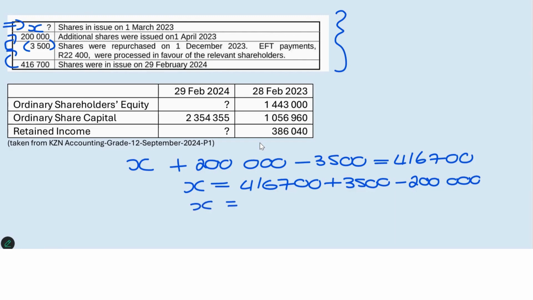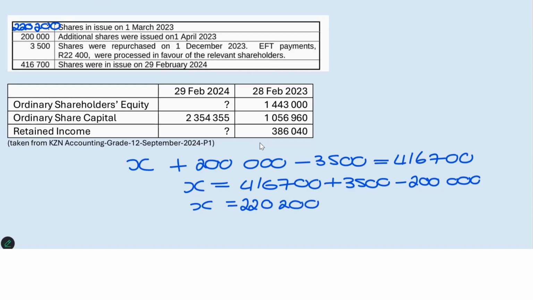Yes. All right, so if I do that, I end up with 416,700, plus 3,500, sorry, we're adding back, minus 200,000 shares that were issued, and that gave me an opening number of shares of 220,200 shares in issue at the beginning of the year. Are you happy with that? I'm happy with that. Good idea to always fill in what you know. Yeah, because you don't know when you're going to need that information. Yes, maybe later. All right, great.